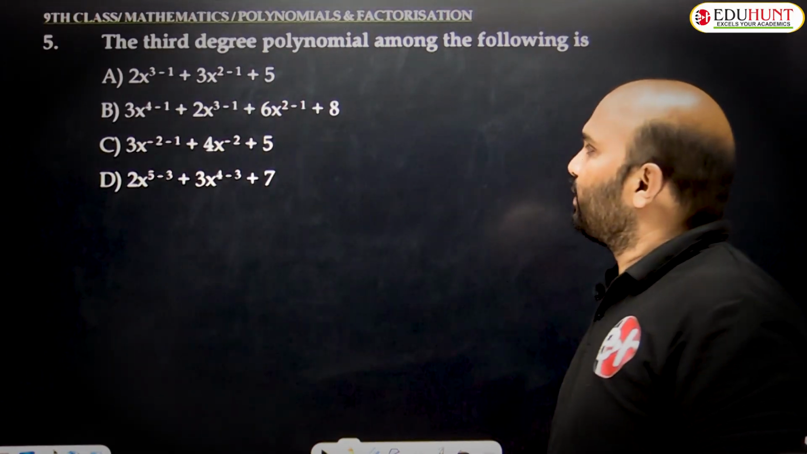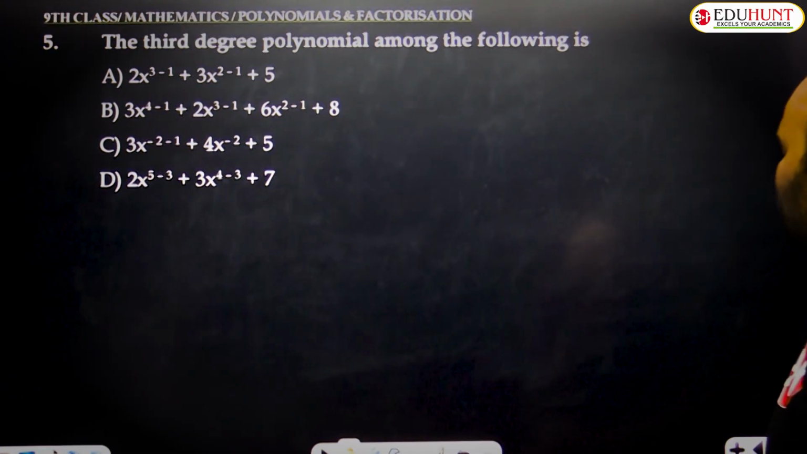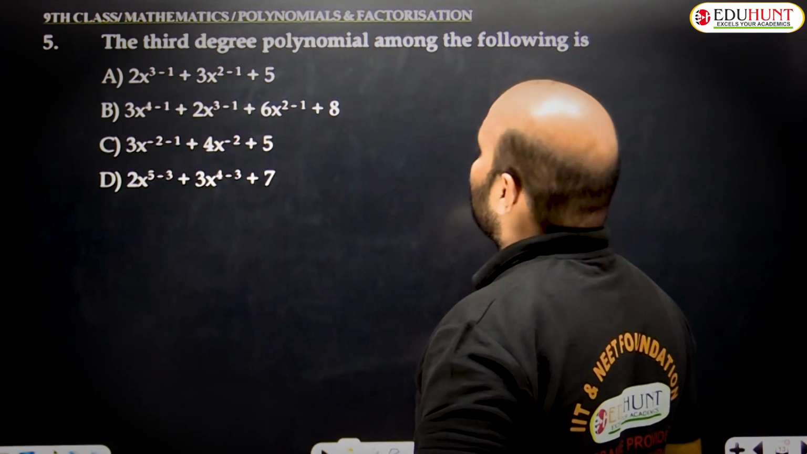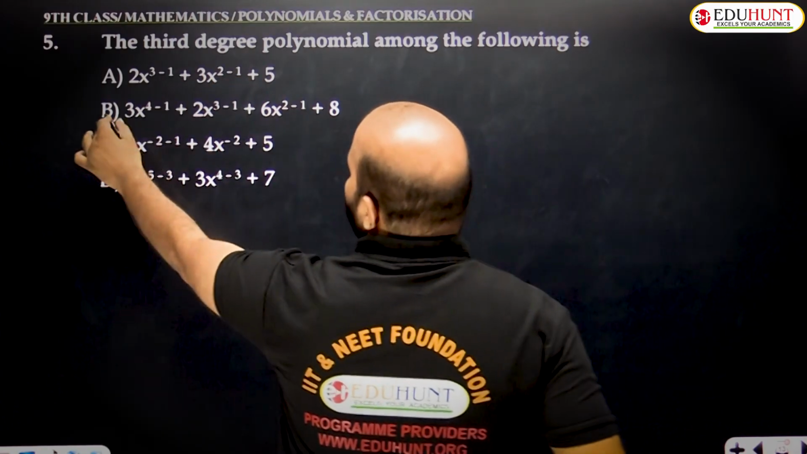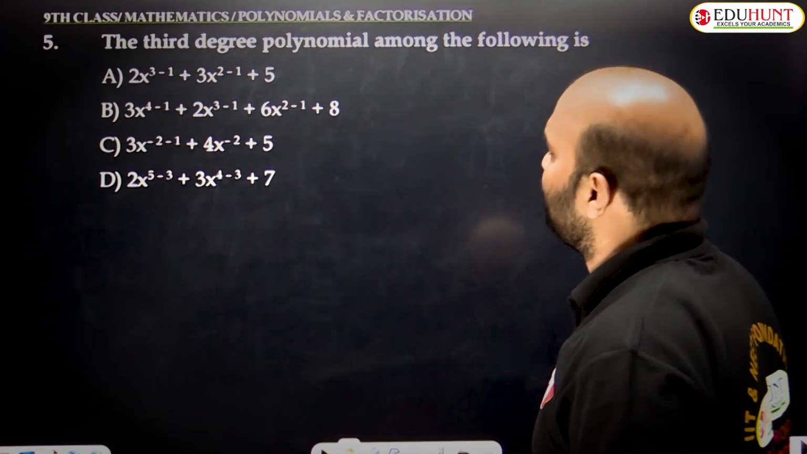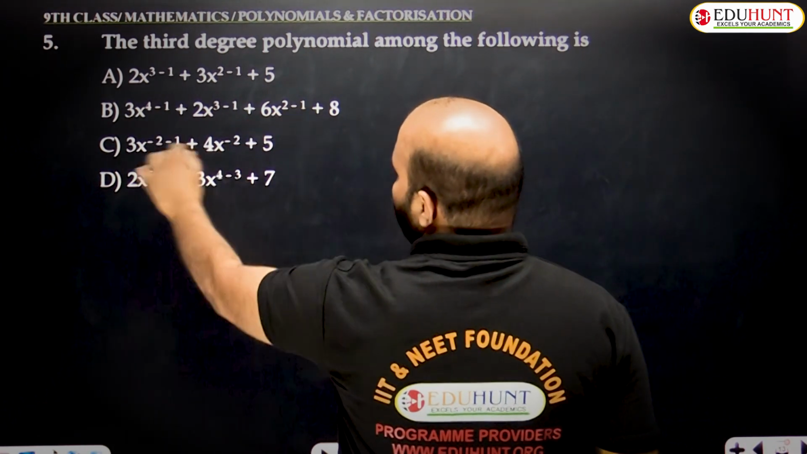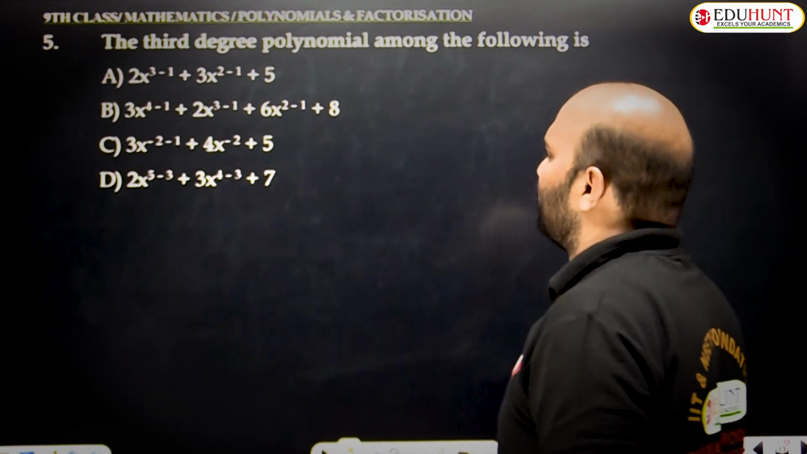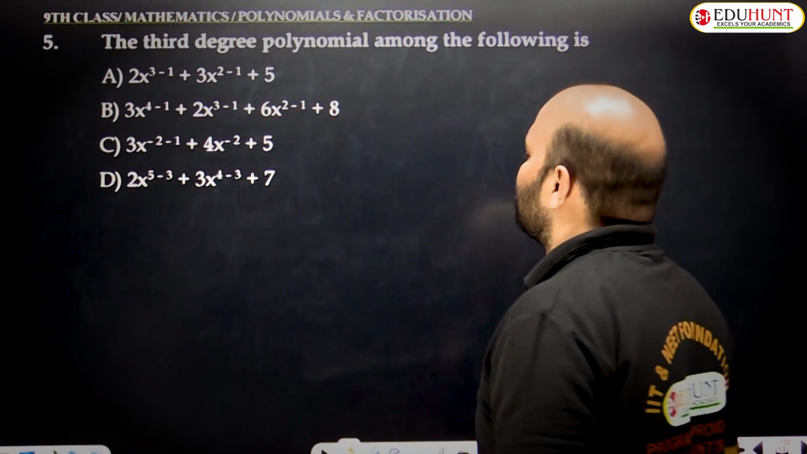So let's go to question number 5. The third degree polynomial among the following is. Option A: 2x power 3 minus 1 plus 3x square minus 1 plus 5. Option B: 3x power 4 minus 1 plus 2x power 3 minus 1 plus x power 2 minus 1 plus 8. Option C: 3x power minus 2 minus 1 plus 4x power minus 2 plus 5. Option D: 2x power 5 minus 3 plus 3x power 4 minus 3 plus 7.